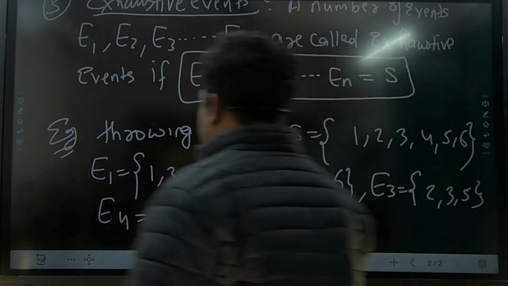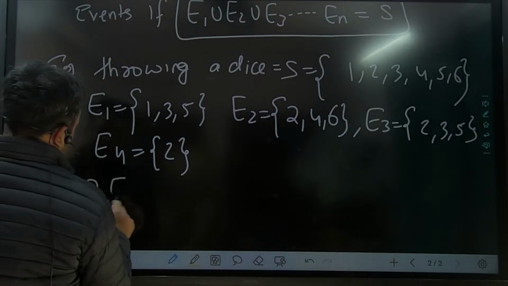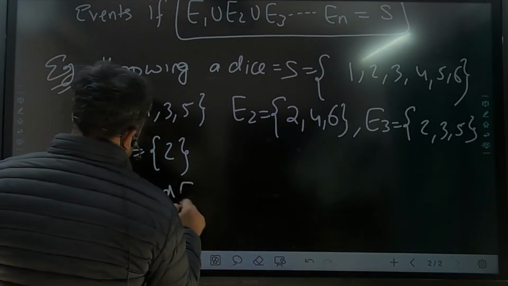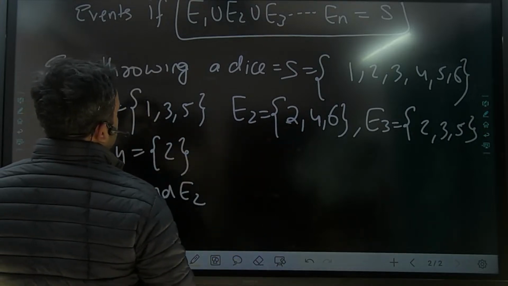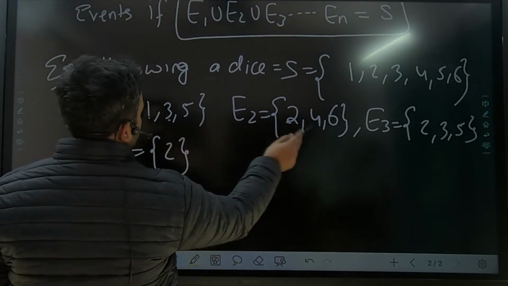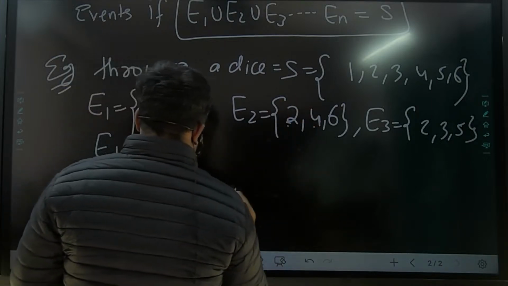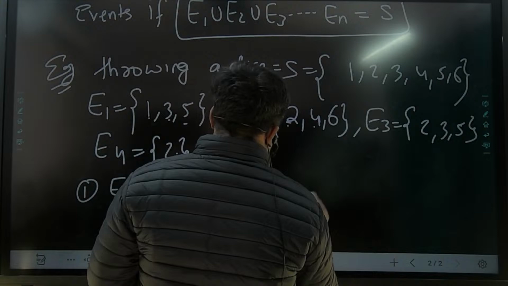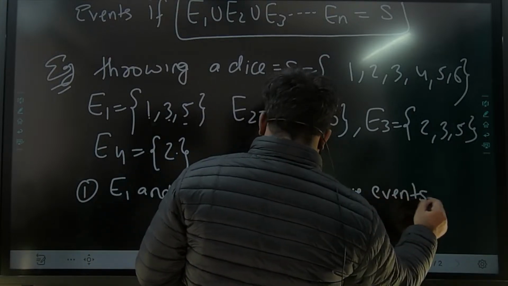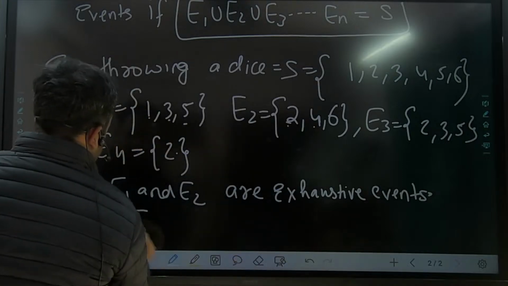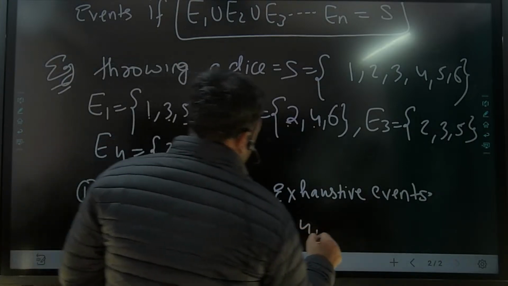So if we talk about event 1 and event 2, if you take a union of that, they are exhaustive events because I get 1, 2, 3, 4, 5, 6, and this completes my sample space. So event 1 and event 2 are exhaustive events because E1 union E2 gives you 1, 2, 3, 4, 5, 6.